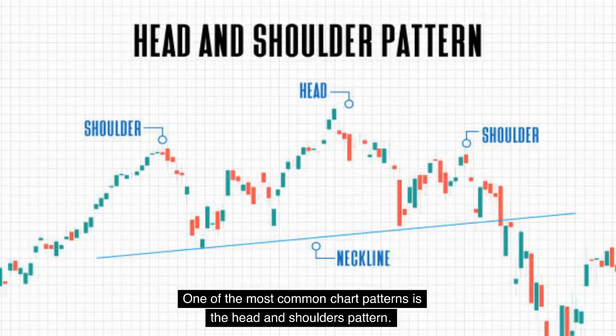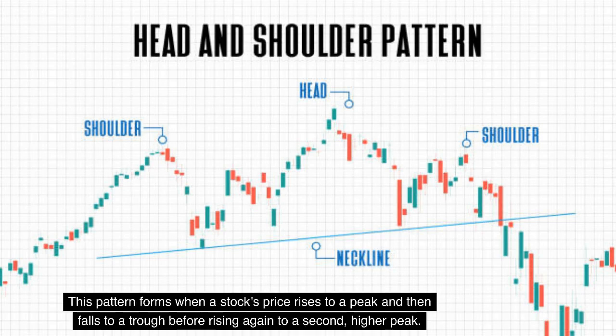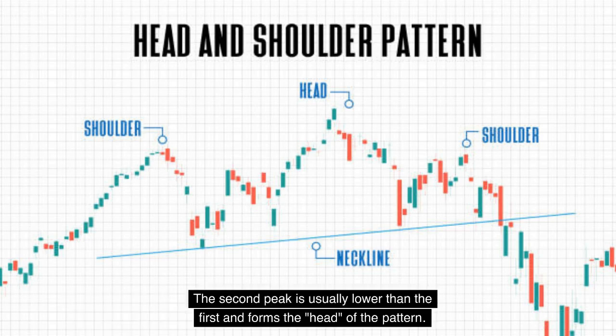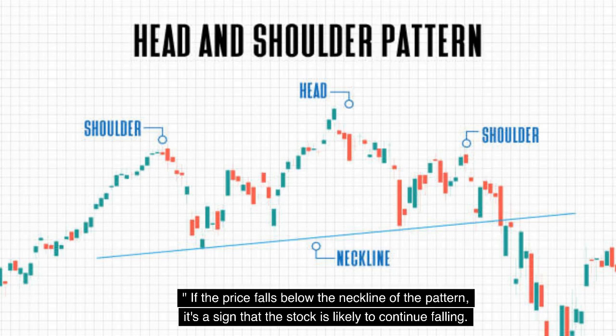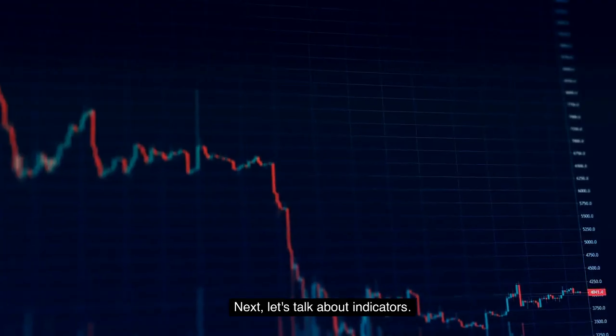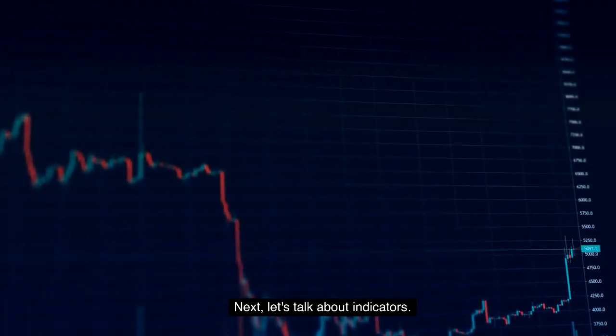One of the most common chart patterns is the head and shoulders pattern. This pattern forms when a stock's price rises to a peak and then falls to a trough before rising again to a second, higher peak. The second peak is usually lower than the first and forms the head of the pattern. The two troughs on either side form the shoulders. If the price falls below the neckline of the pattern, it's a sign that the stock is likely to continue falling. Next, let's talk about indicators.